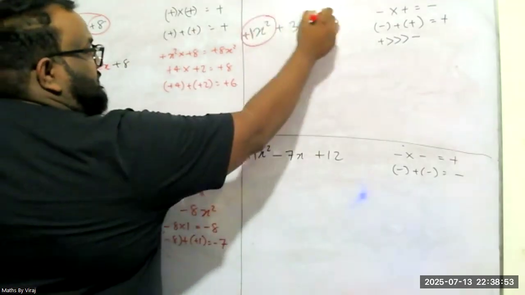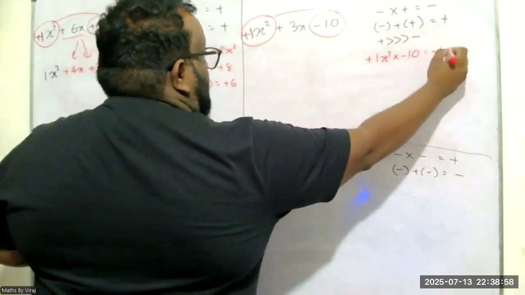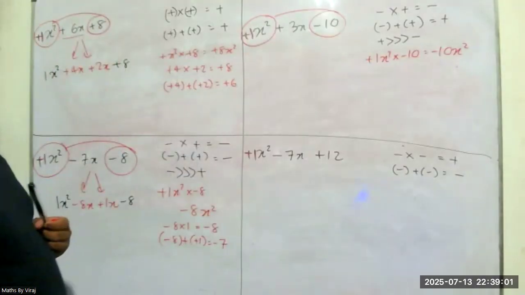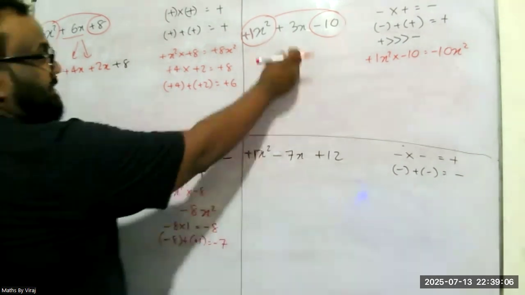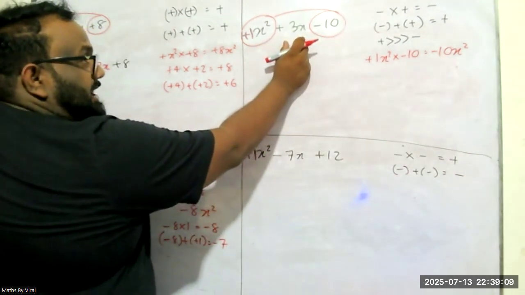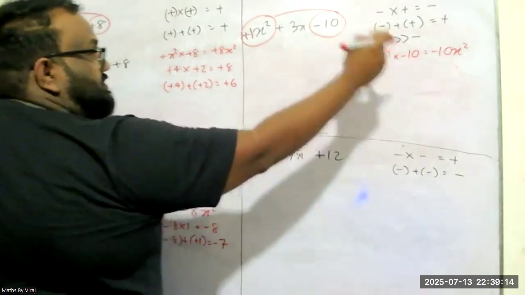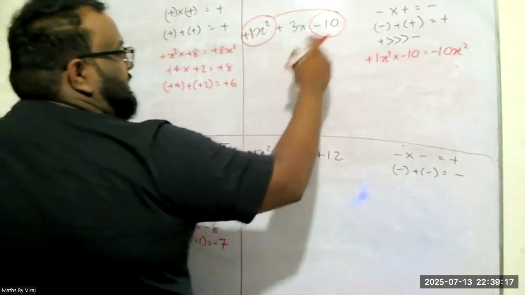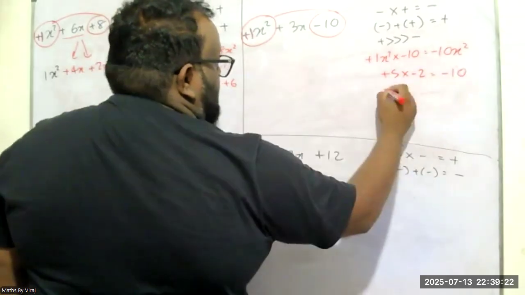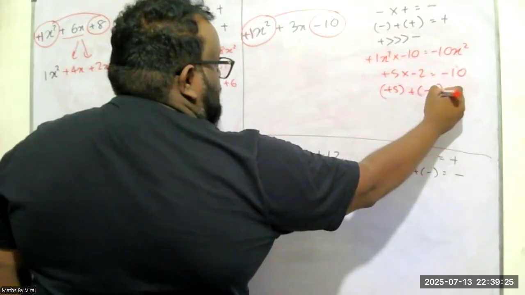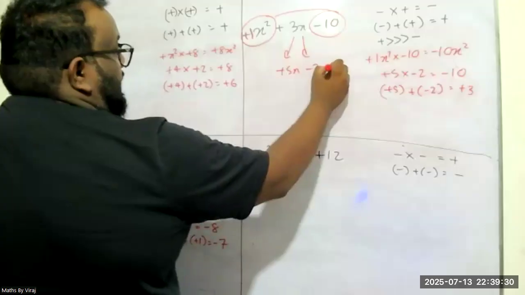The product is a negative number. We multiply the first term and the last term: plus 1x squared into minus 10 is minus 10x squared. We should find two numbers that multiply to form minus 10x squared and add up to become 3. A minus number and a plus number should multiply to form a negative number. Here, the plus number should be larger than the negative number numerically. So, plus 5 into minus 2 is minus 10, and plus 5 plus minus 2 is plus 3. So we can write it as such. Am I clear?